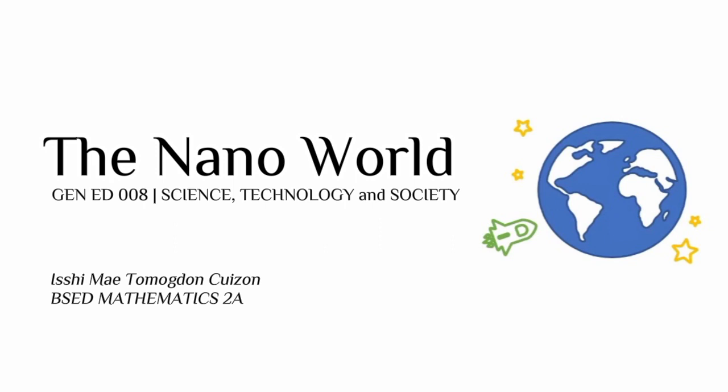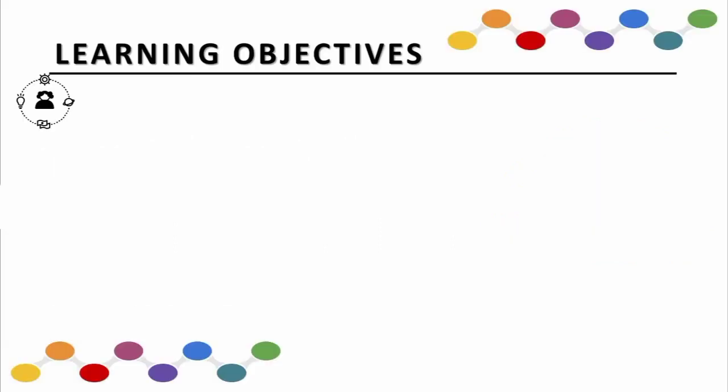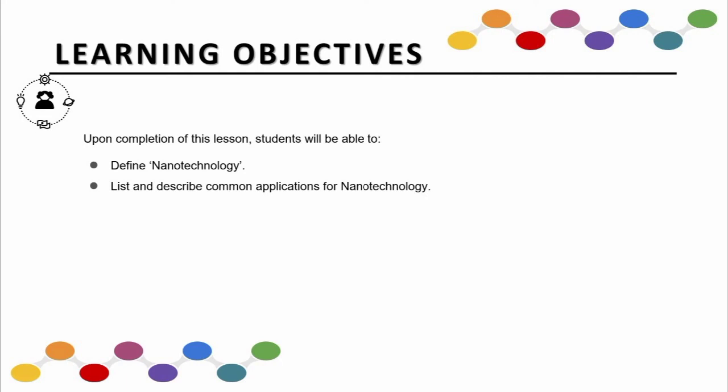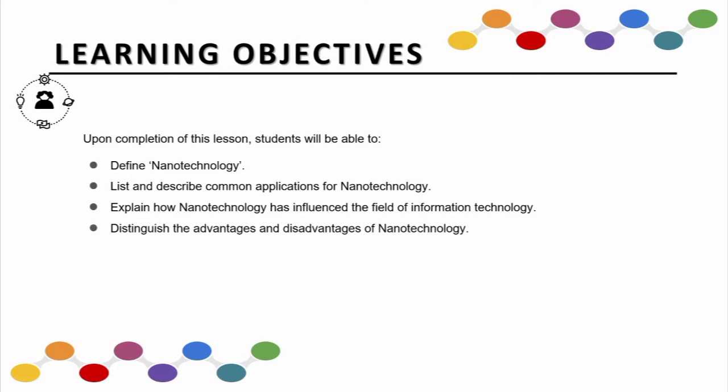But first, we have here the learning objectives. Upon completion of this lesson, students will be able to first define nanotechnology, list and describe common applications for nanotechnology, explain how nanotechnology has influenced the field of information technology, and also distinguish the advantages and disadvantages of nanotechnology.